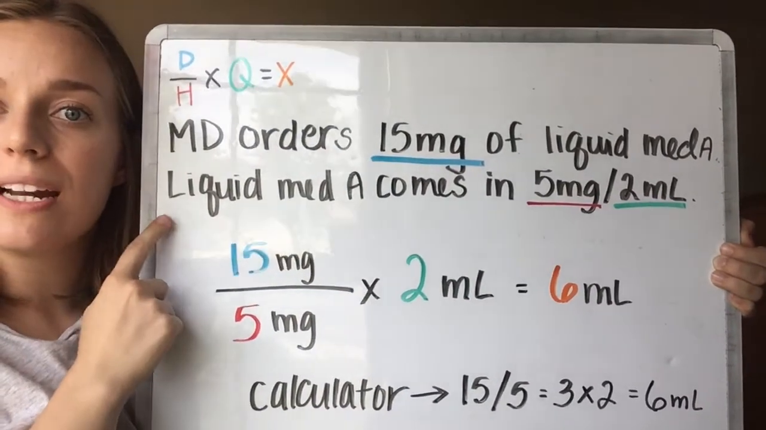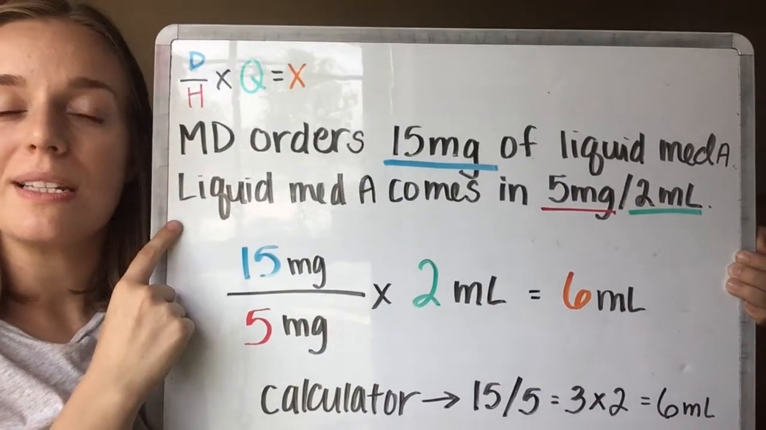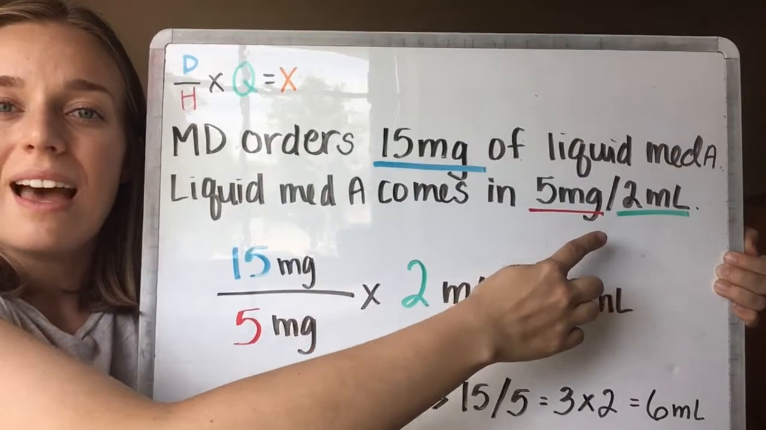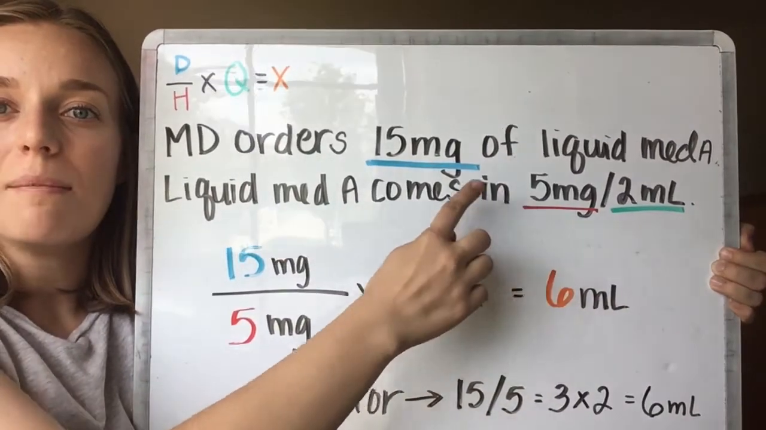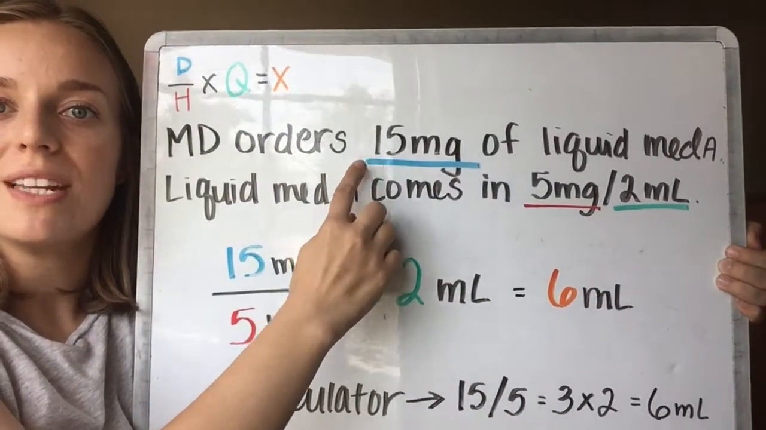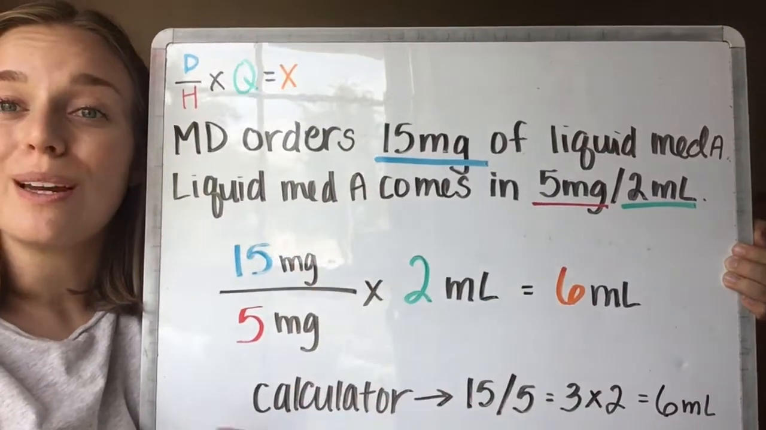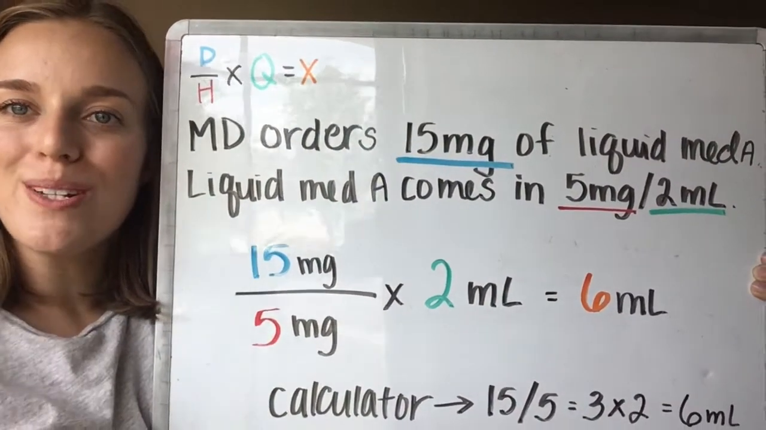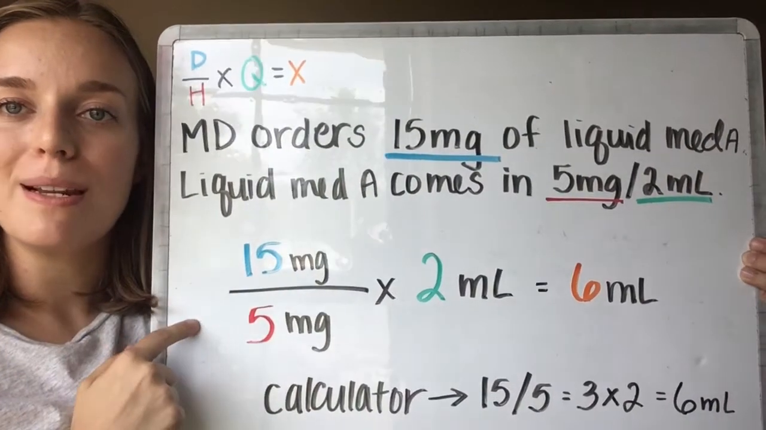Go back to the question, ask yourself, is 6 milliliters reasonable? Sure, that is 3 times this, that means 3 times this, and that means that would equal 15. That gets me what I want. So kind of doing the problem backwards is a great way to check it while you're on your way out of the question. So 6 milliliters is what we're administering here.